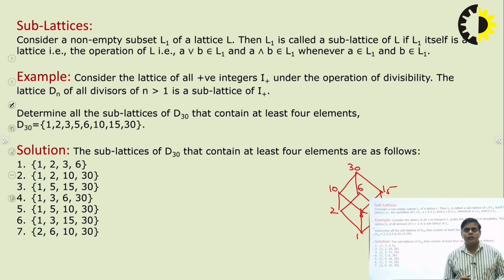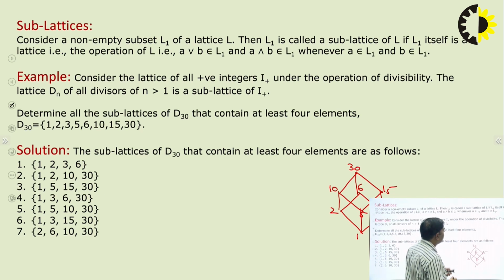In the sublattice, we know that in a lattice, if there exists a LUB and GLB for each and every pair of elements, it is called a lattice. Suppose we are considering a particular part of this lattice and there still exists a LUB and GLB for each and every pair, then we can say this is a sublattice of the given lattice.